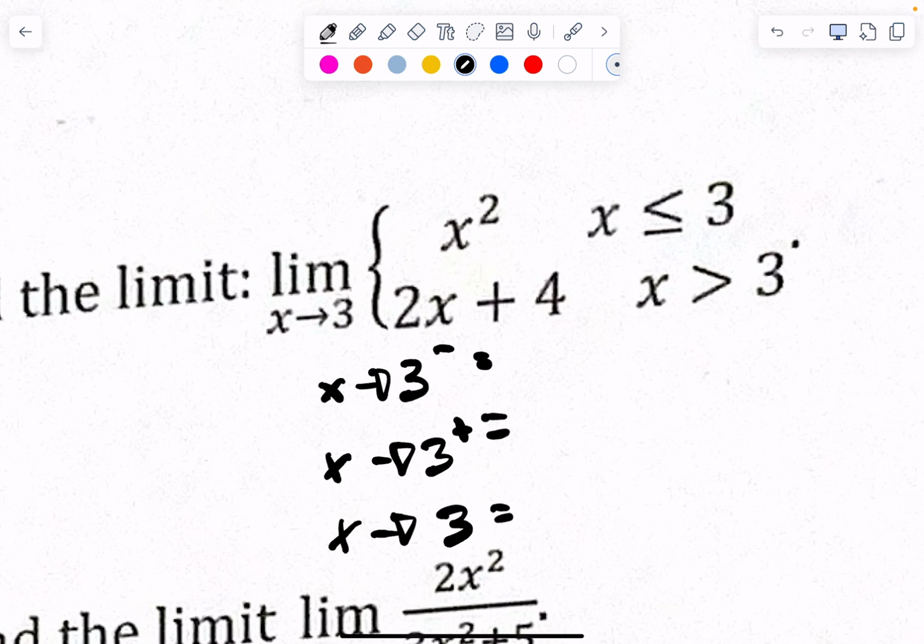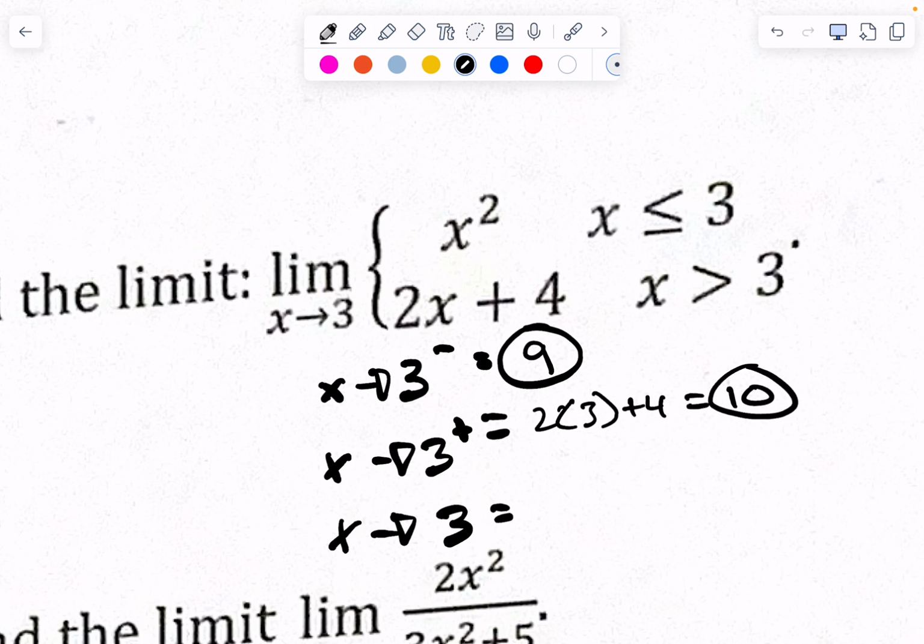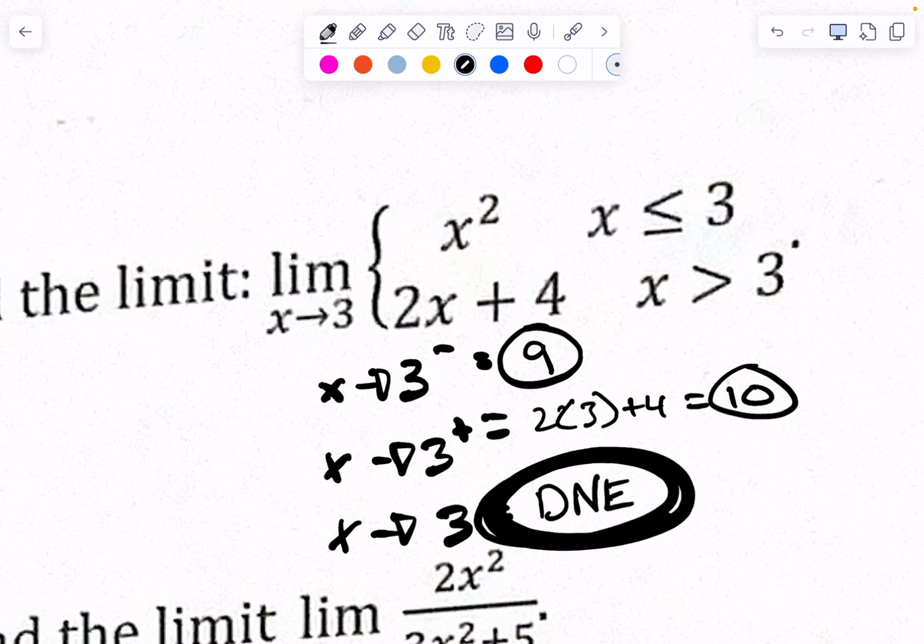All right, 3 minus: if I plug 3 minus into here, 3 squared, which is 9. 3 plus is 2 times 3 plus 4, which is 10, right? So the limit as x goes to 3 does not exist. This is my final answer, because they are not in agreement with each other. Good? Happy with that?